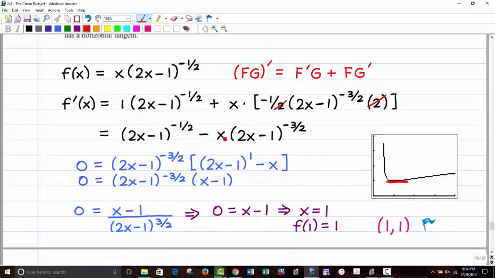I then factored out the smaller of the 2, which would be the negative 3/2. So that would leave a 2x minus 1 to the 1. You can check that real easily by adding the exponents. So 1 is right because negative 3/2 plus 1 is negative 1/2.